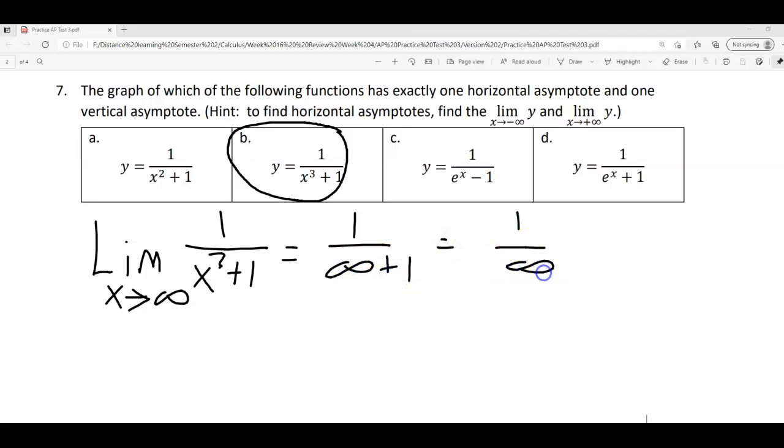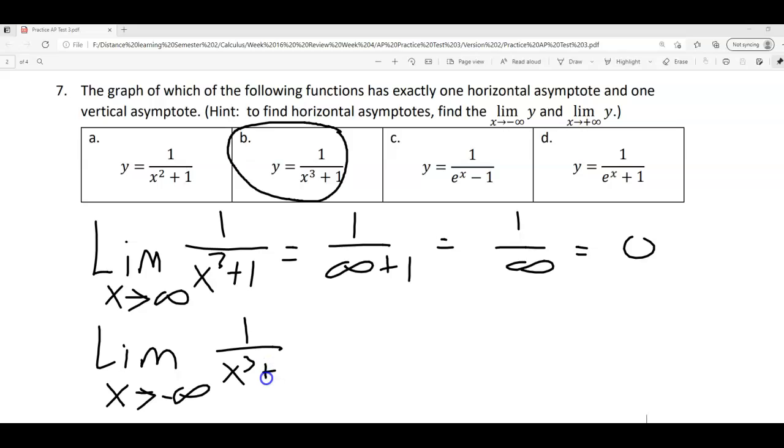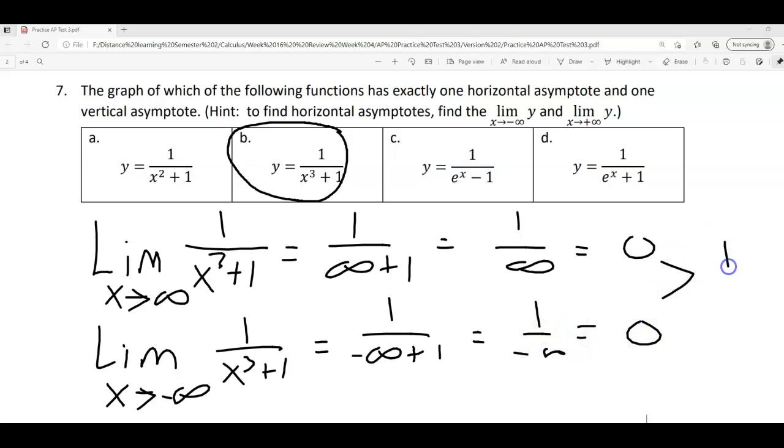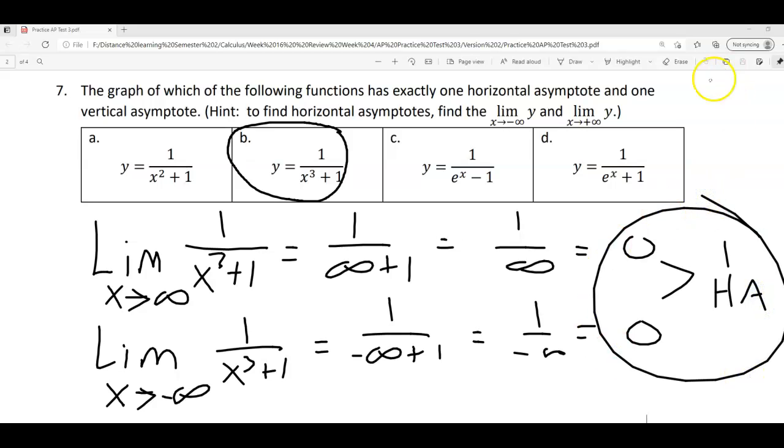1 over infinity, which is 0. Now, if I plug in negative infinity instead, if I find the limit at negative infinity, I end up with negative infinity plus 1, which is 1 over negative infinity, which is still 0. So I have one horizontal asymptote, and that horizontal asymptote is 0.